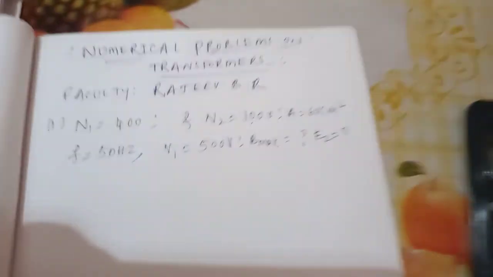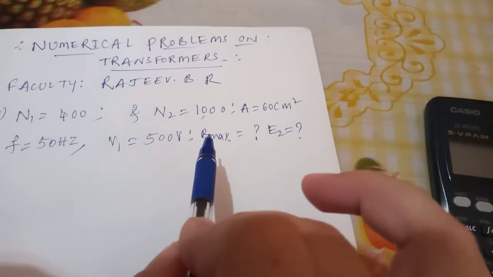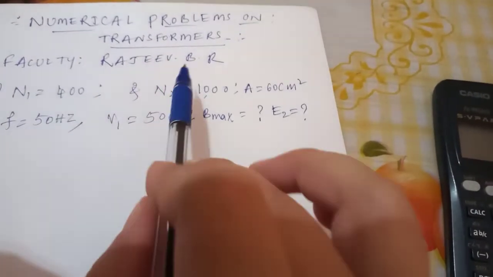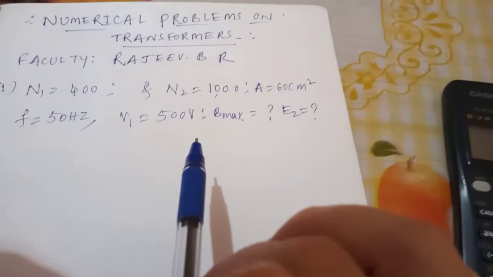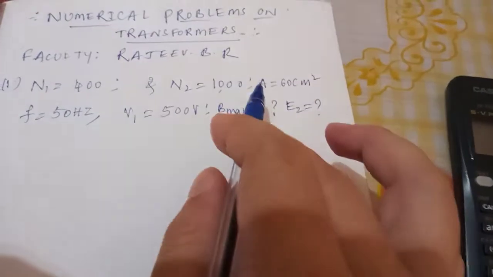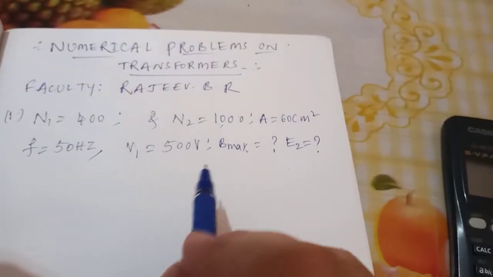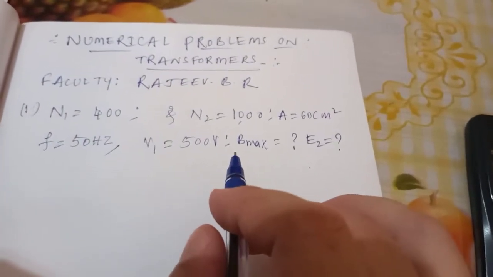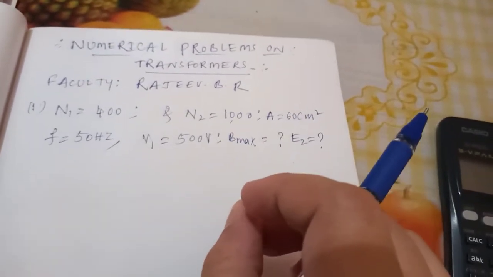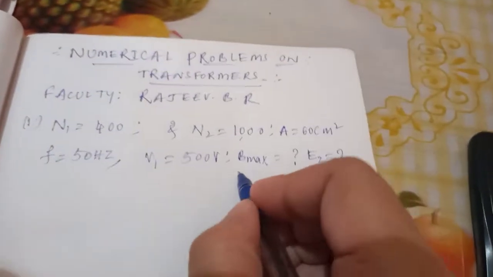To calculate B max, first we have to calculate phi max. The formula for B max is phi max divided by A. Flux by area is flux density. To calculate the flux, the better formula is the EMF equation. So first we shall calculate E2, then we shall calculate B max.